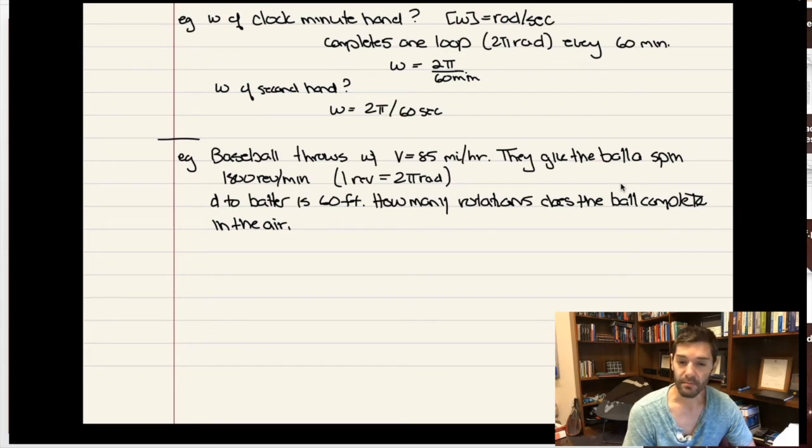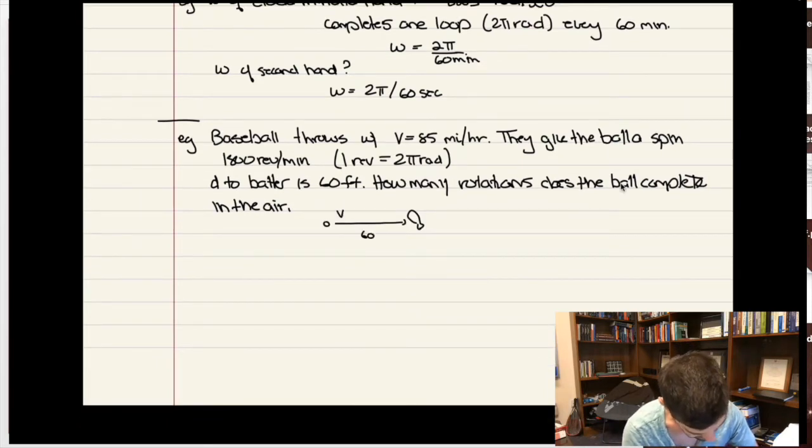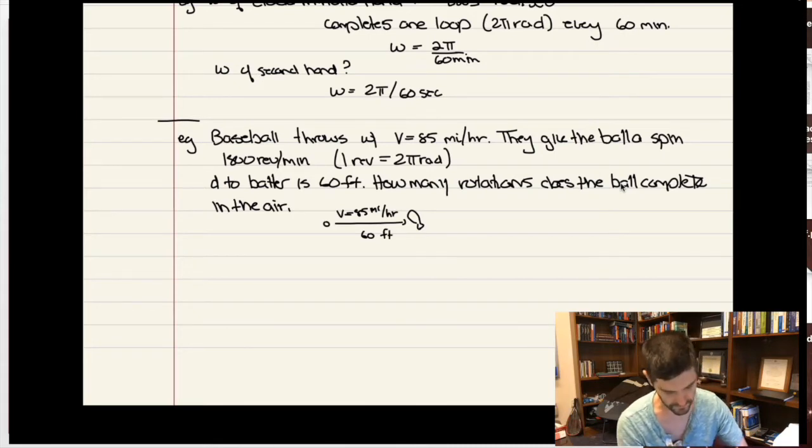So in this case, we're combining linear and angular motions. There is a ball that travels 60 feet to some bat, with the idea that the velocity is approximately constant at 85 miles per hour. And if we're looking at the horizontal motion, there's no worry of acceleration or anything like that, though I think the problem said to ignore it.